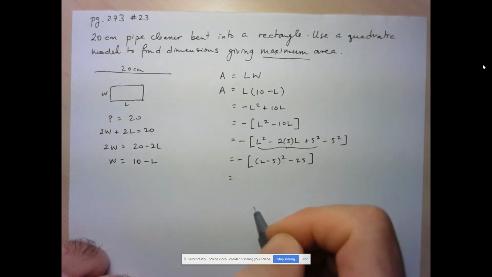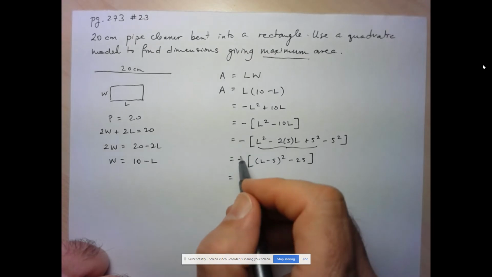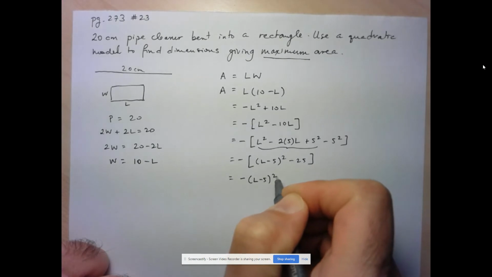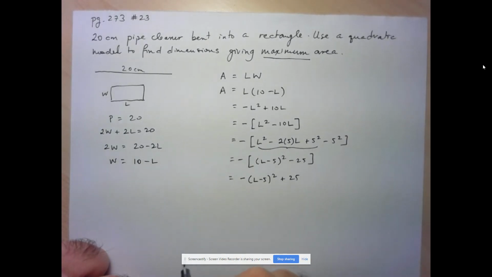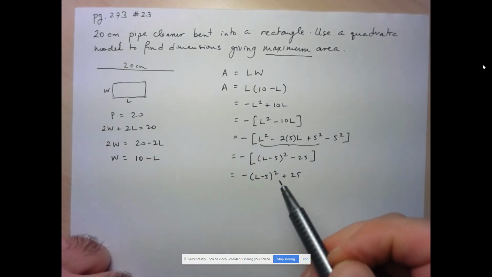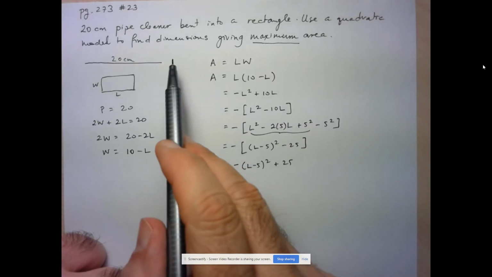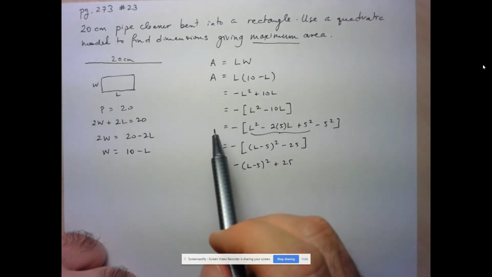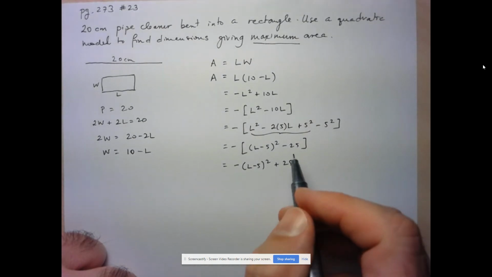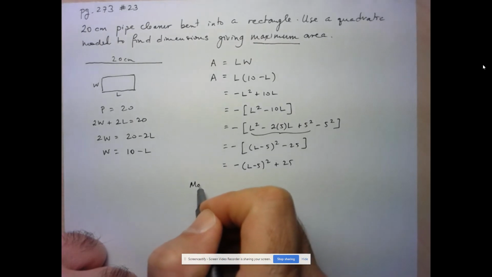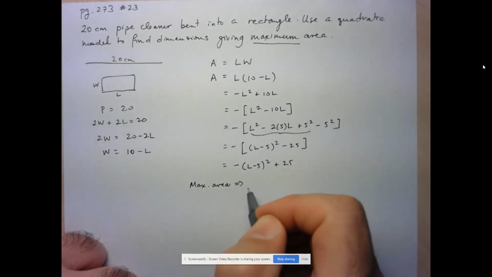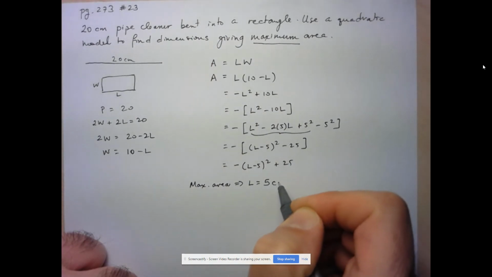And now I'm going to finish off putting it into vertex form by redistributing the negative 1. So I'm left with negative L minus 5 squared plus 25. So this is the area function now written in vertex form. So let's see what they're looking for. In this case here, they're looking for the dimensions giving the maximum area. If they wanted to know the maximum area, that would be the K value here, but they're looking for the dimensions. So from here, we see that the maximum area occurs when the length is equal to 5. In this case here, 5 centimeters.